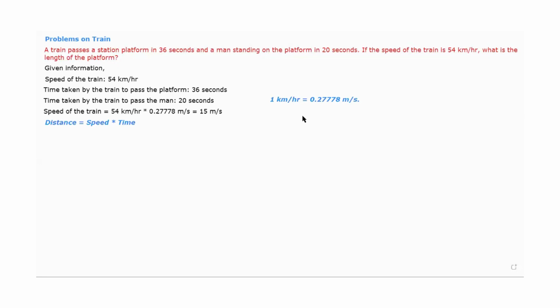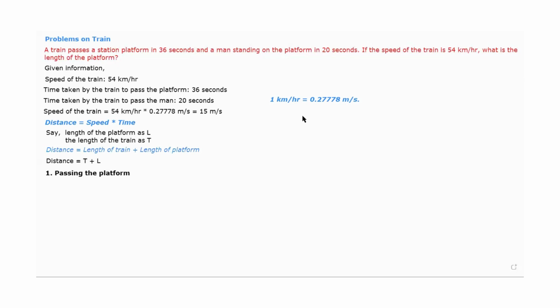Let's denote the length of the platform as L and the length of the train as T. When the train passes the platform, it covers the distance equal to the sum of the lengths of the train and the platform. Distance equals length of train plus length of platform. Distance equals T plus L. We have two scenarios to consider.